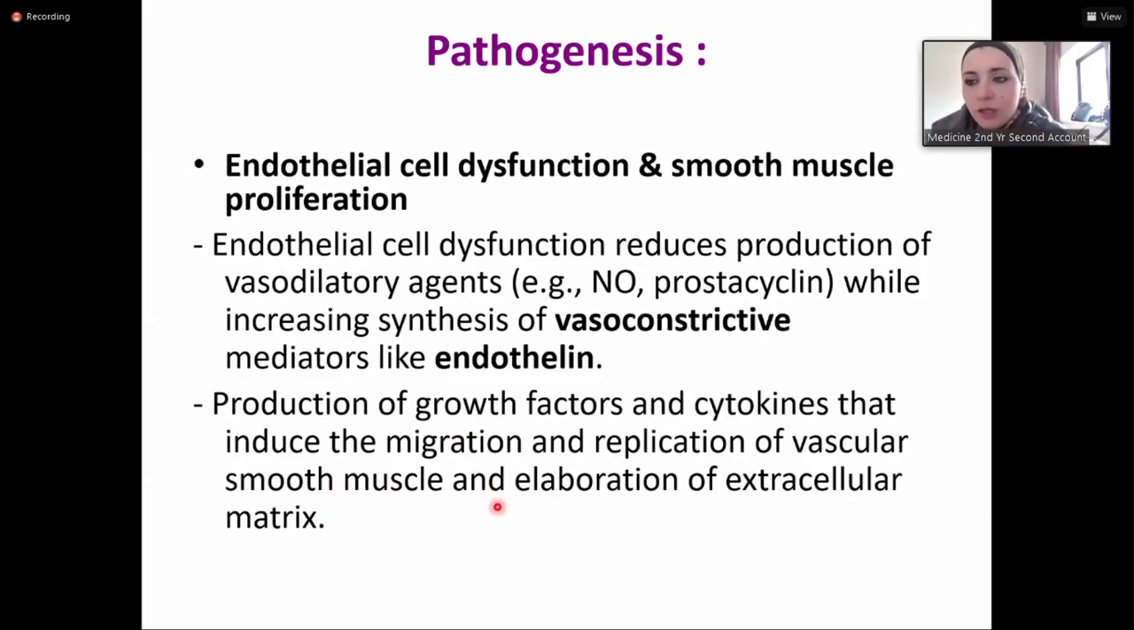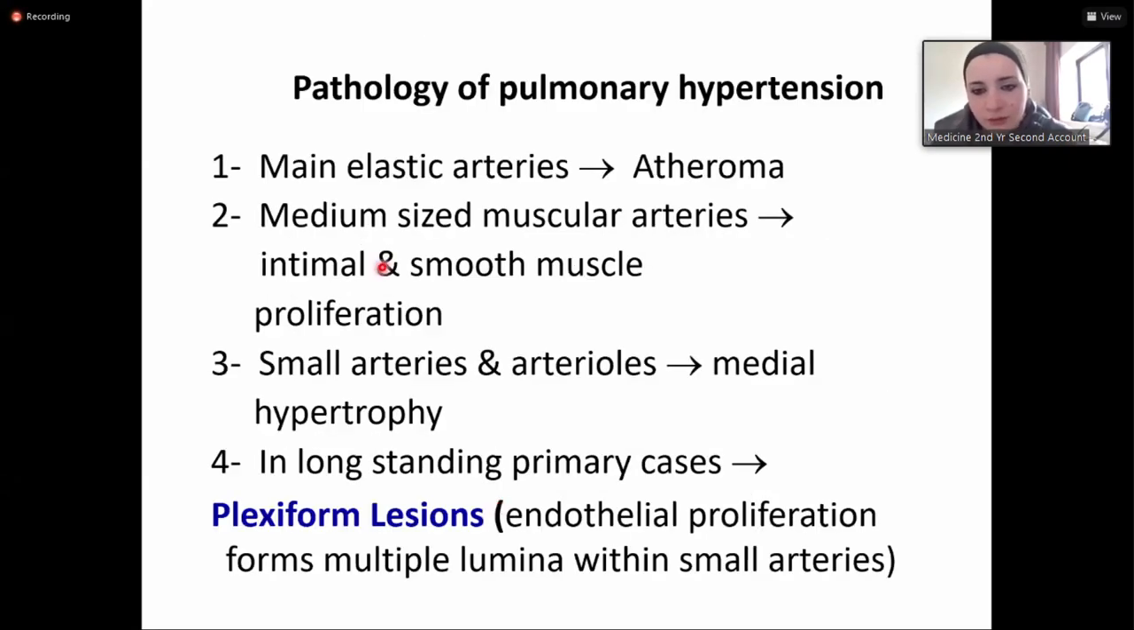هلا رح نشوف. The abnormalities of the blood vessels depend on the size of the blood vessels. So, in the big blood vessels, we see the atheroma development. Picture. Medium-sized muscular arteries, intimal and smooth muscle proliferation. In small arteries, we see medial hypertrophy. And in long-standing cases, we see the development of plexiform lesions, which are endothelial proliferation forming multiple lumina within the small arteries.